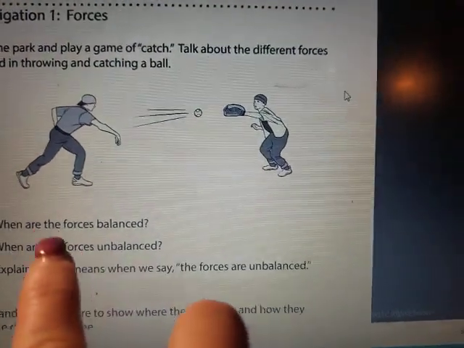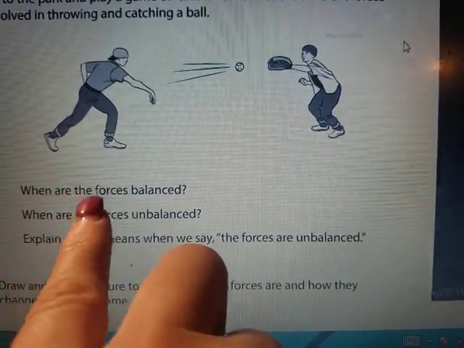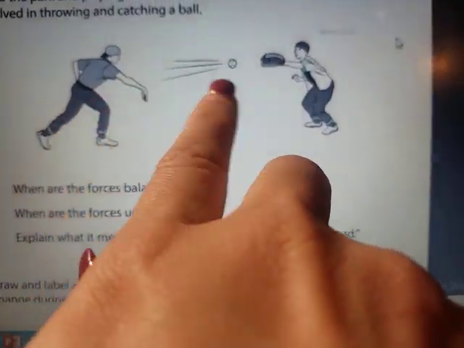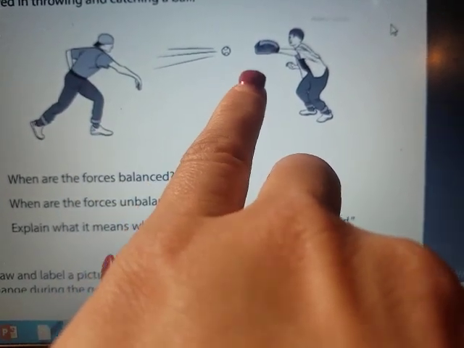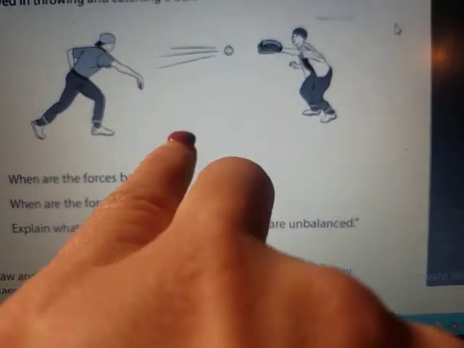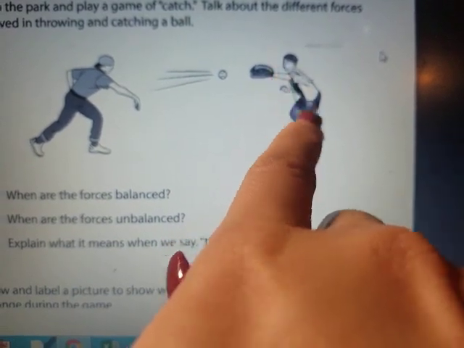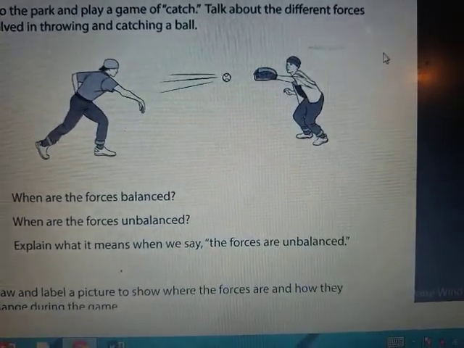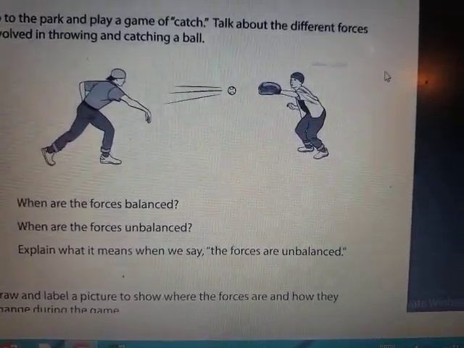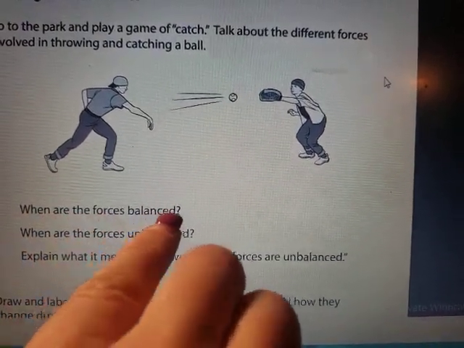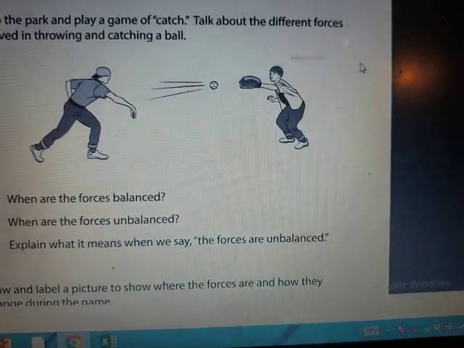So think about this picture. This guy is throwing the ball to this guy. When are the forces balanced? So is this balanced right now? It's moving, so what do you think? Okay, so now you're going to tell me, when are the forces balanced? When this ball gets to this guy and he's holding it in his hand, is that balanced or unbalanced? When it's not moving. So tell me, when are the forces balanced? The forces are balanced when this guy is what? Holding it or throwing it?